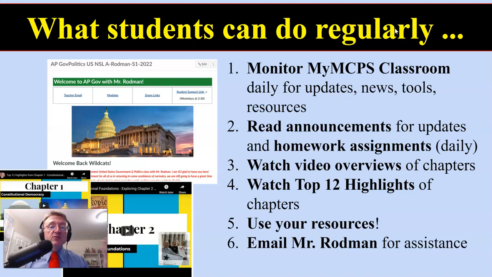Now, what students can do regularly is monitor my MCPS classroom. Always write down the homework in the agenda book when we come in each day in that yellow box I mentioned, but it'll also be posted here in my MCPS APS Classroom. And it'll say homework for Friday, September 10th, which is the one that went out this afternoon. It goes out each day after school. And that's the place to look for it.